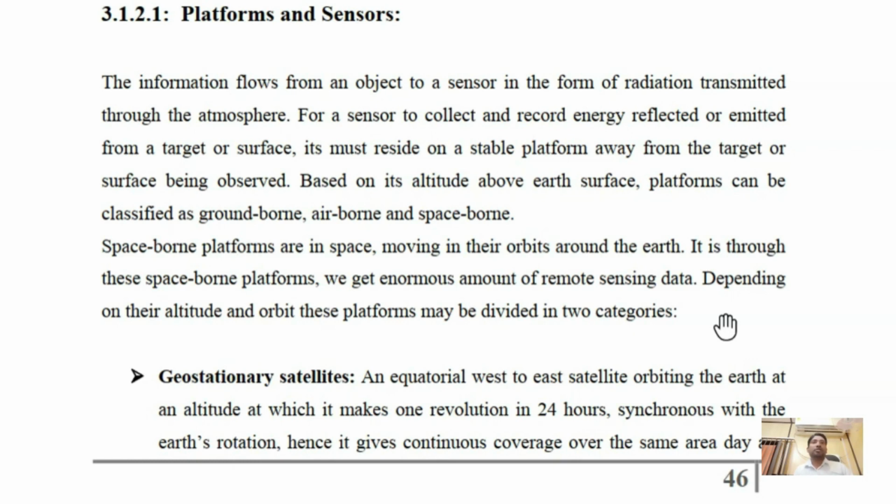Spaceborne platforms are in space, moving in orbit around the Earth. It is through the spaceborne platforms that we get an enormous amount of remote sensing data. Depending on their altitude and orbit, those platforms may be divided into categories.